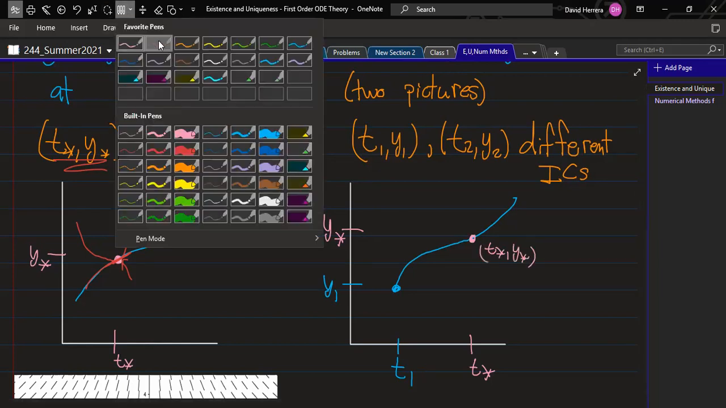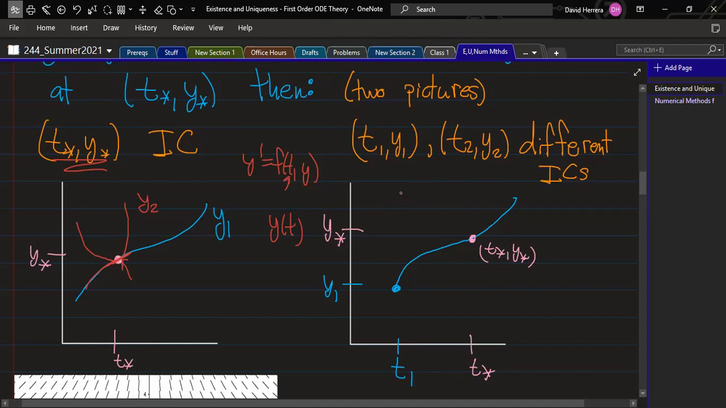And then suppose that you have another solution. Maybe I'll pick a different initial condition, t2, y2. This is for a different solution. It walks like this, touches it, and keeps going. Maybe it crosses. Let's say it crosses.